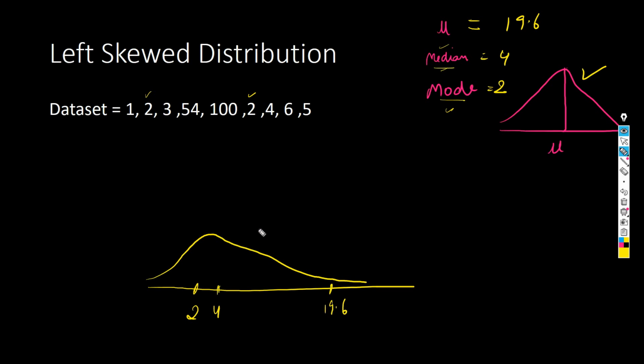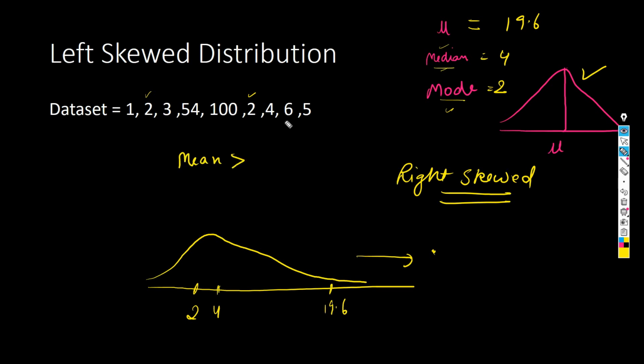Now observe that it extends in the right direction, in this direction. This is known as right skewed. Or you can say, if your mean is higher than your median and mode, in that case you will get a right skewed distribution.